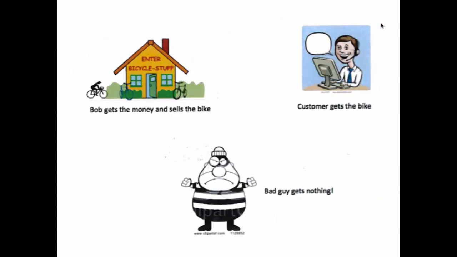In the end, nearly everybody is happy. Peter gets his bike, Bob gets his money, and the bad guy gets nothing.